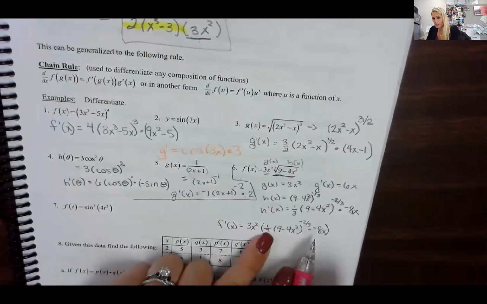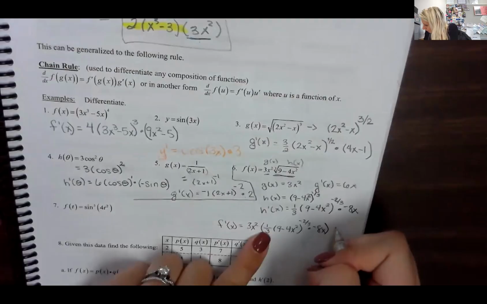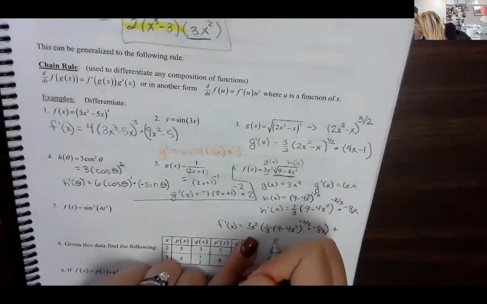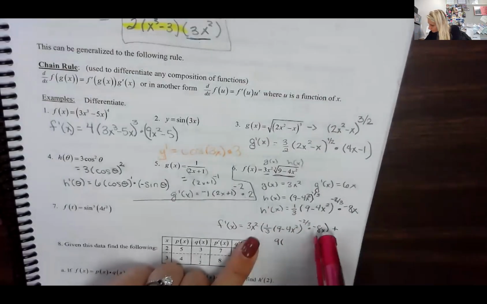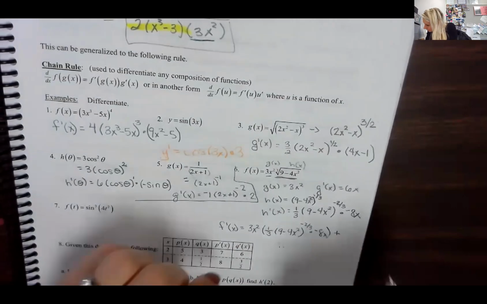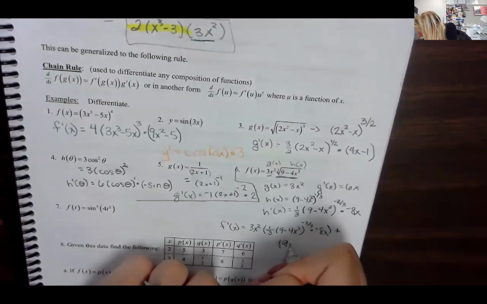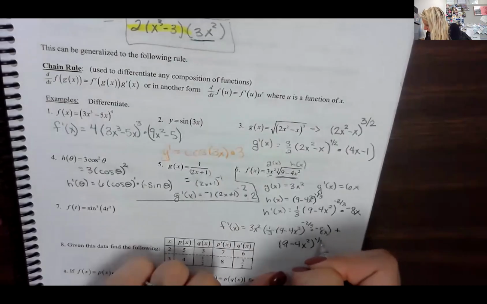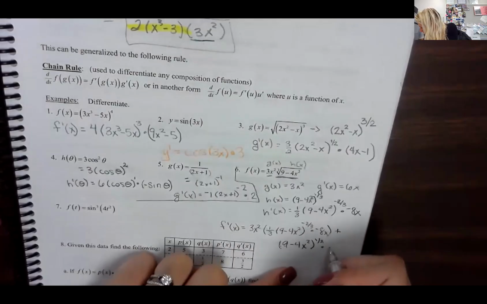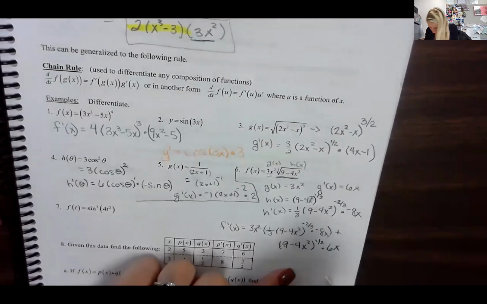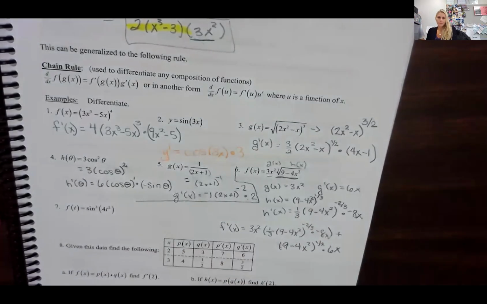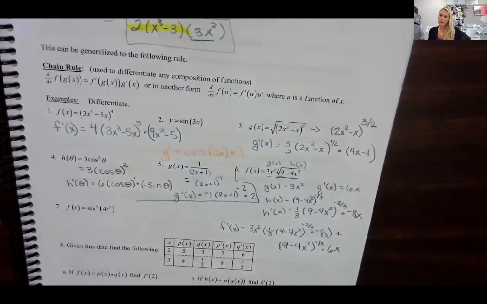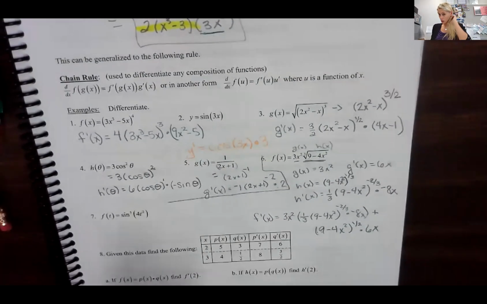First function times the derivative of the second function plus the second function times the derivative of the first function. Okay. See how I made a plan, I broke it up, I made it as simple as I could, and then I put it together, okay? Watch your steps.